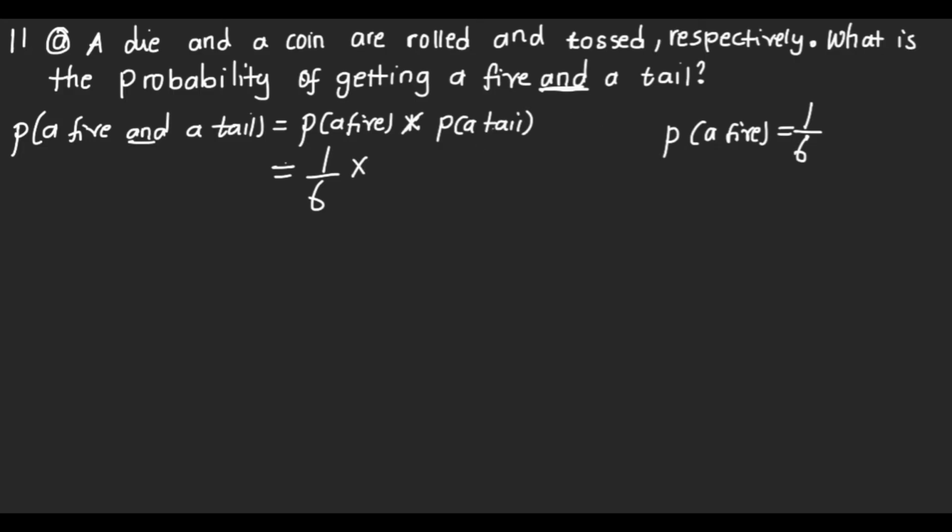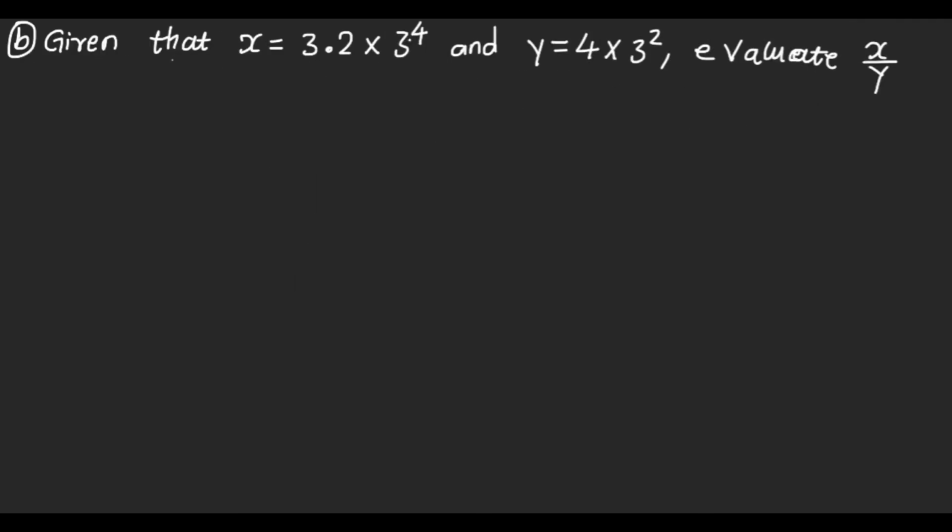Then from the coin, we only have 2 probabilities. There is the probability of showing a tail and a head. So with the coin it is always 1 over 2. So it is 1 over 6 times 1 over 2, which is giving us 1 times 1 is 1. 6 times 2 will give us 12 as our final answer. So remember, the multiplication rule has the word and. Okay, so now we move on to question 11b.